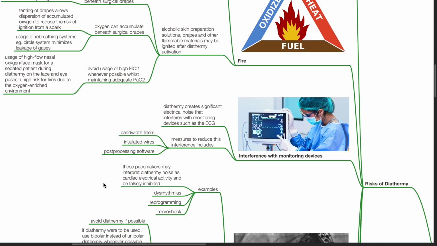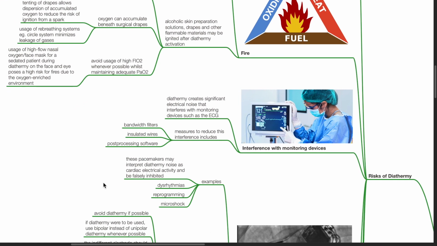Diathermy can cause interference with monitoring devices, such as ECG. Measures to reduce this interference include the usage of bandwidth filters, insulated wires, and post-processing software.